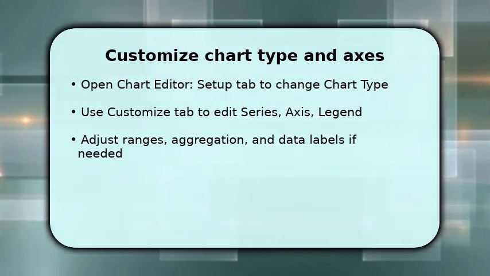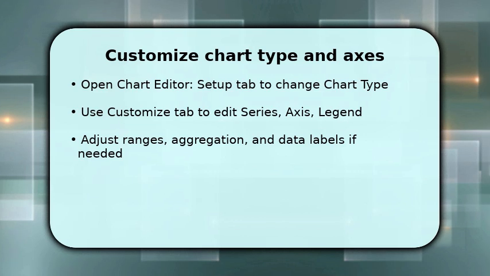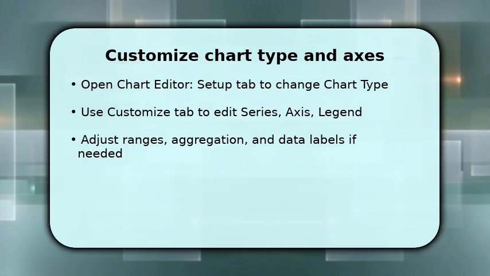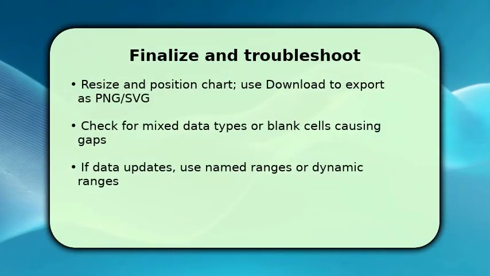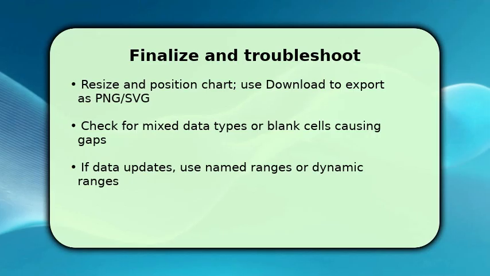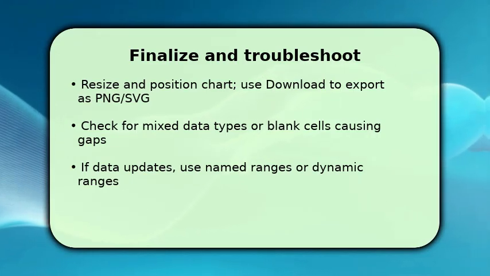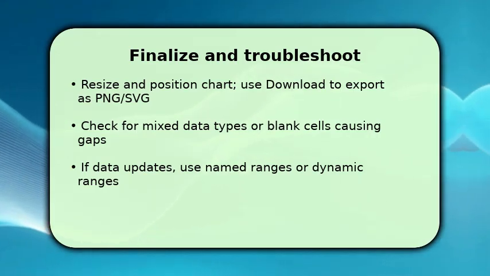Also verify the legend and axis titles for clarity, so viewers immediately understand the variables. Finish by placing and sizing the chart on the sheet, then export via the three-dot menu if you need an image. Once done, link your chart to live data so edits update the graph automatically.